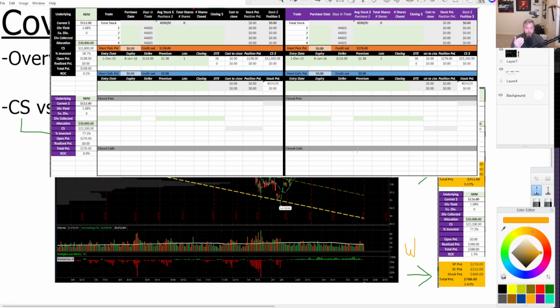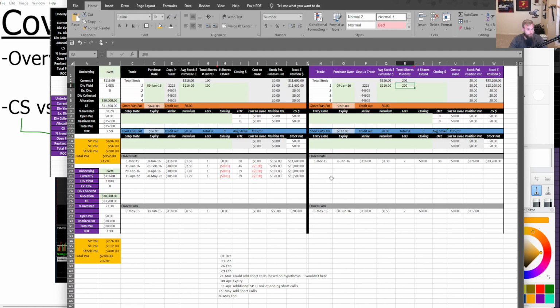Now, it's worth noting, my protocol for selling short calls is essentially the same in both of these. I'm applying the same paradigm. The main difference here is I can sell 2 of them over here, and I can only sell 1 of them in the wheel because I only have 100 shares.